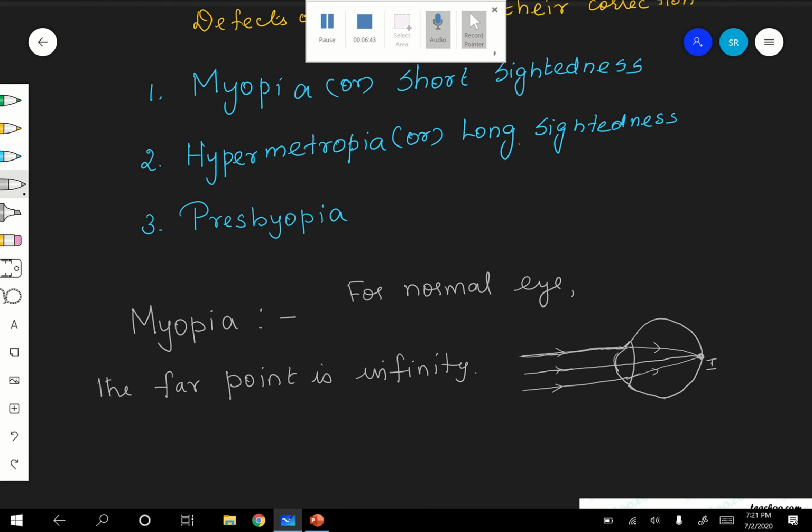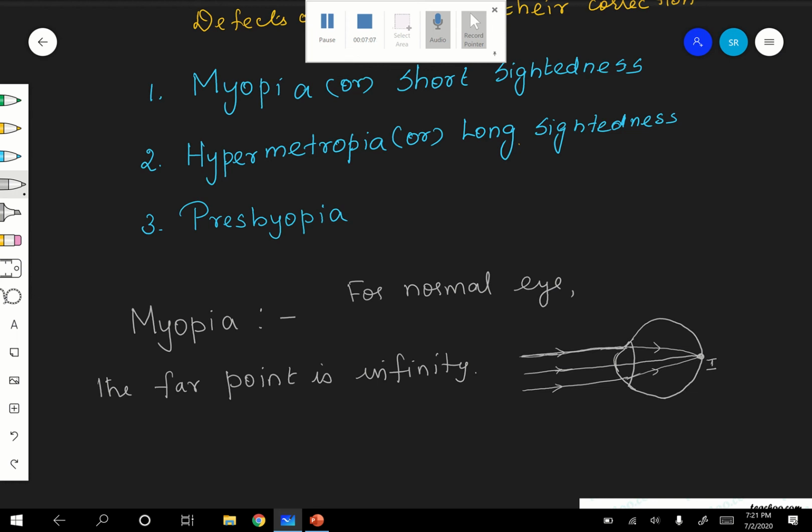You know very well the retina is connected to the optic nerve. Therefore a real inverted image will be formed, and the optic nerve takes the image, converts it into an electrical signal and takes it to the brain. The brain interprets the object as it is. Once again, you will get an erect image. You can see a very clear erect image.